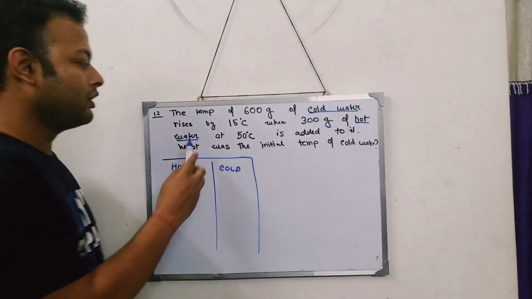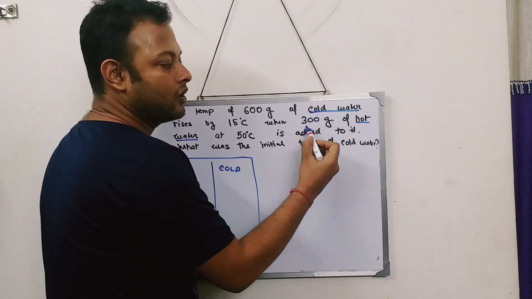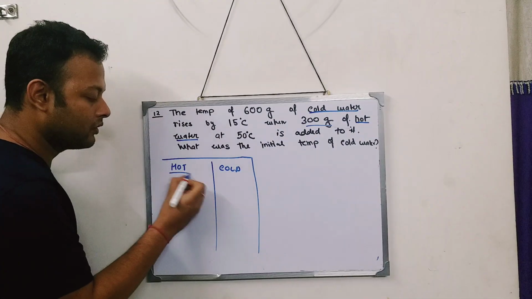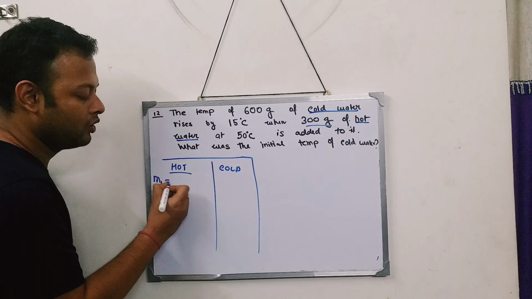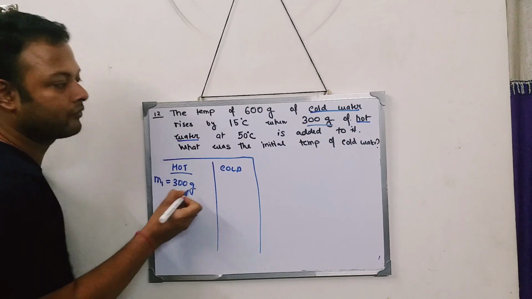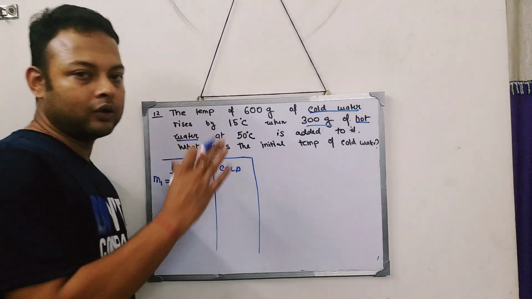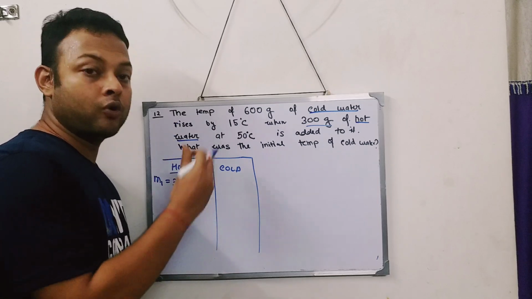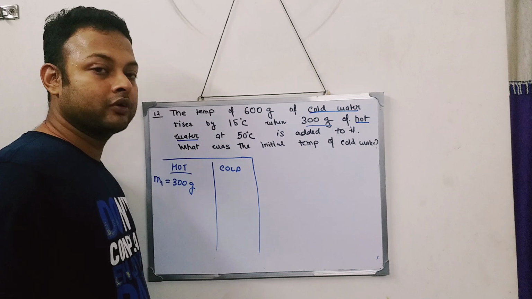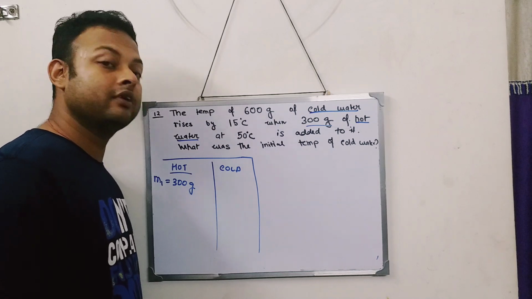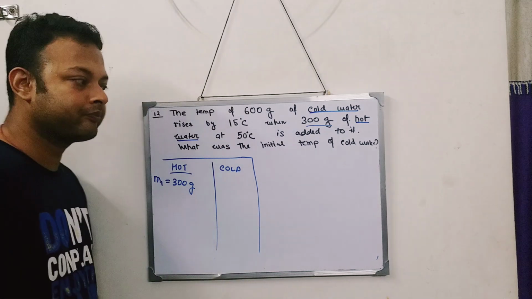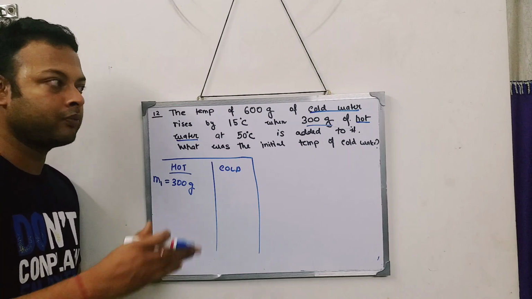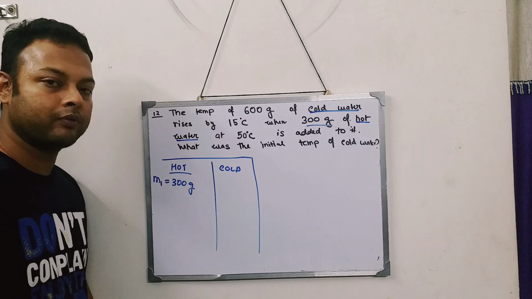The hot water is of how much mass? The mass of the hot water is given 300 gram. So I'll take this as M1, which is equal to 300 gram. Now, does the question mention anything about the specific heat capacity? No. If the specific heat capacity is not mentioned in the question, don't take any value like 4.2. Do you think this is water? So I'll take 4.2? No.